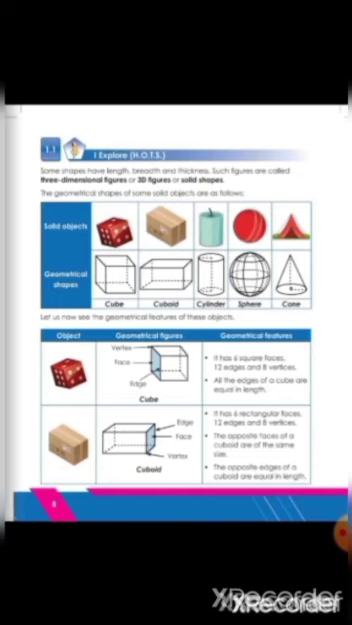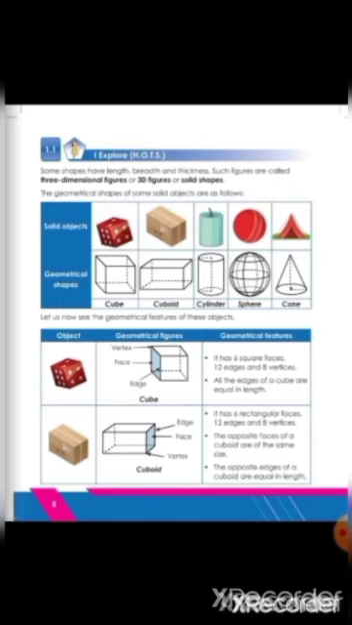If you see the box, the second one is a cuboid. The third one is a candle. It's looking like a cylinder. Ball, sphere. Tent, cone. These are the solid shapes. Let us see the geometrical features of these objects. Cube. It has 6 square faces, 12 edges and 8 vertices. All the edges of a cube are equal in length.